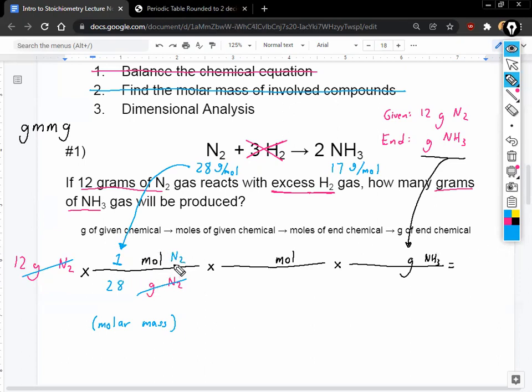I have moles of N2 and I want to get rid of it. So what should I put on the bottom right here? I want to get rid of moles of N2. So how can I get rid of it? Yeah, you put the same thing on the bottom and that way you can cancel it out. And then on the top, I'm going to put NH3 because we want to turn it into grams of NH3. So it needs to be the same chemical right here.